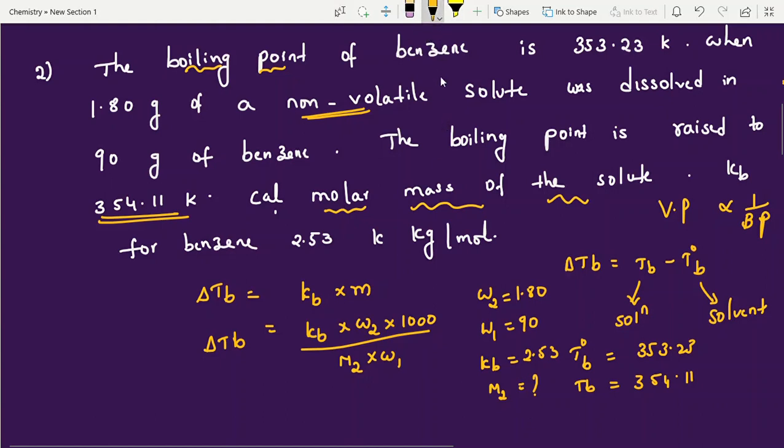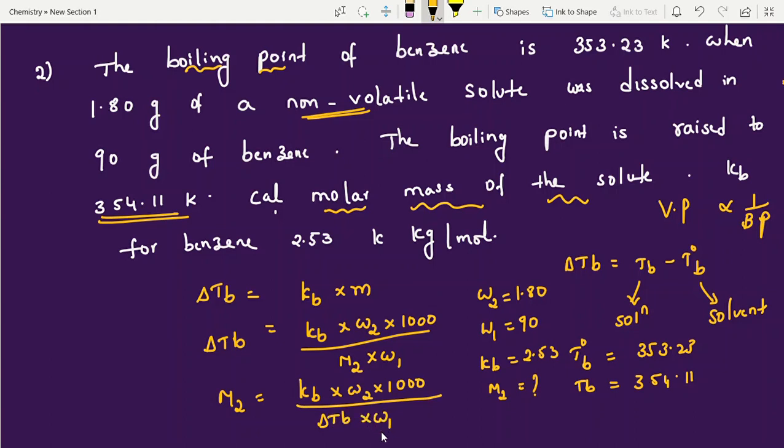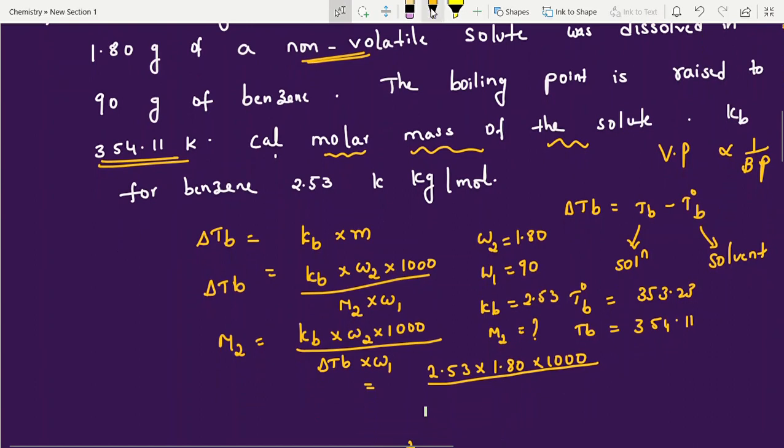So substitute here. Clear? M2 equal to Kb into 1000 by delta TB into W1. Yes, every term we have written, just you can substitute, you will get the answer. Kb 2.53 into W2, how much children? 1.80 by, yes, what is this? Delta TB. Delta TB we have to calculate, right?